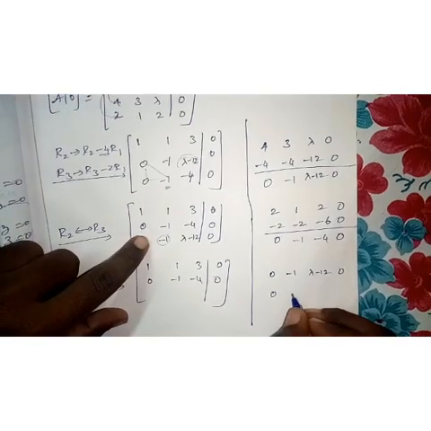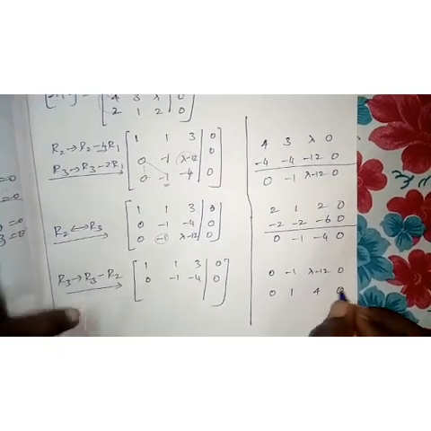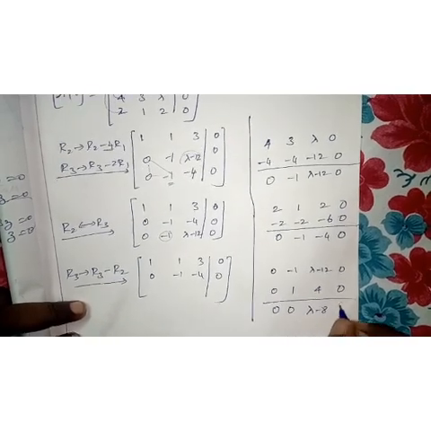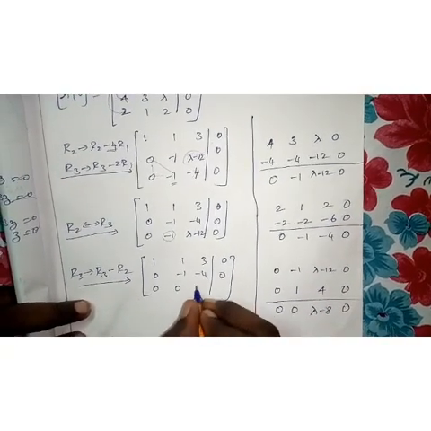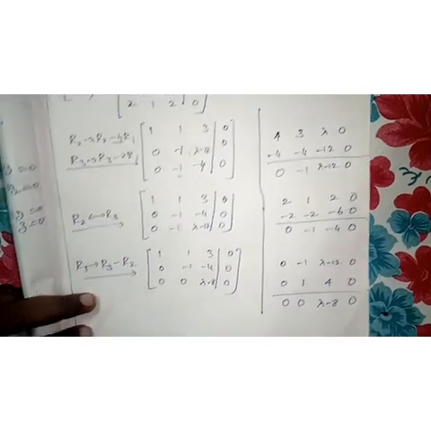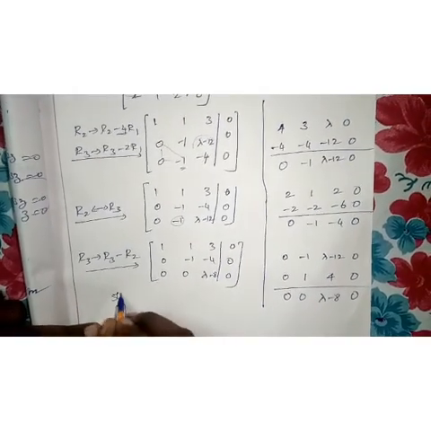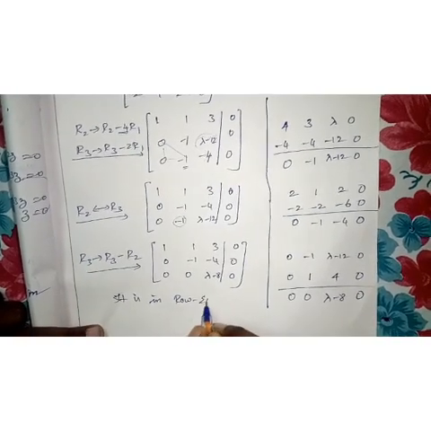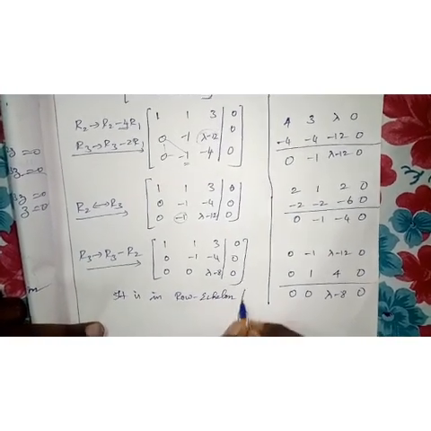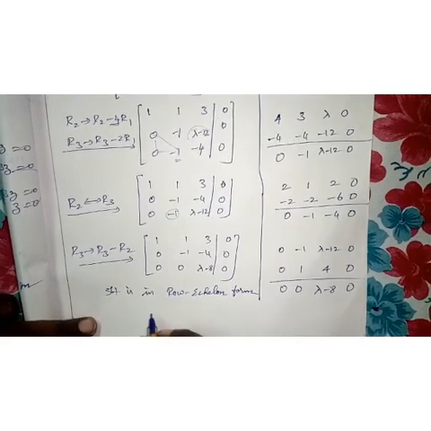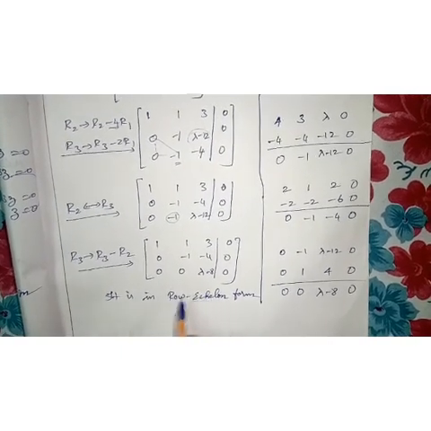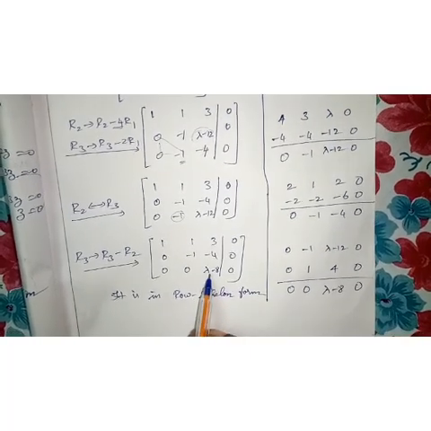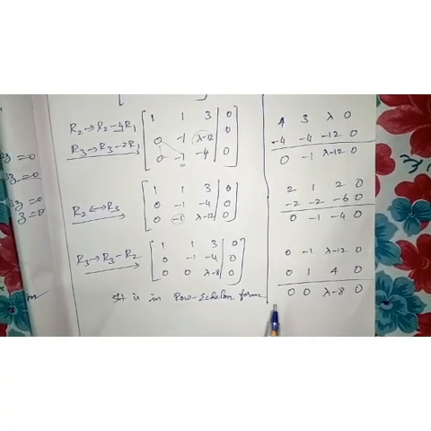0 plus 1, plus 4, 0. What is the answer? 0 0 lambda minus 8 0. This is the third row answer, lambda minus 8, 0. It is in row echelon form. Is it clear? Then now we have to substitute the lambda value. If lambda is exactly 8, then we find trivial or non-trivial.